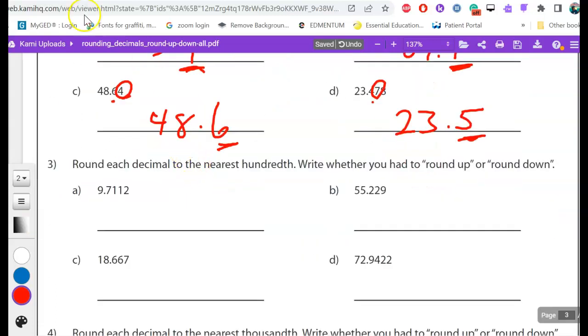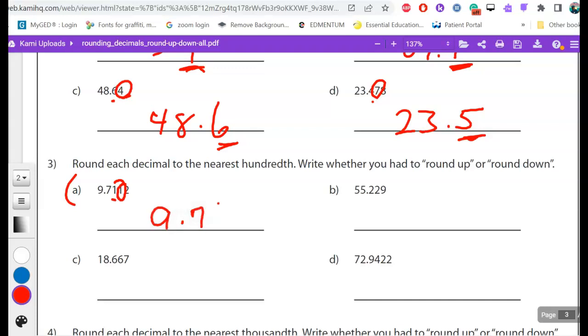Let's take a look at the hundredths place. So remember, the hundredths place is two numbers after the decimal. So for our first one, letter A, the number in the hundredths place is this 1. But we look at this one to tell this one what to do. That sounded kind of funny, didn't it? Okay, so that one is not bigger than 5, so it's telling the one that's in the hundredths place to stay the same. So we're going to round down or round off, as I like to say. So our answer here is 9.71.